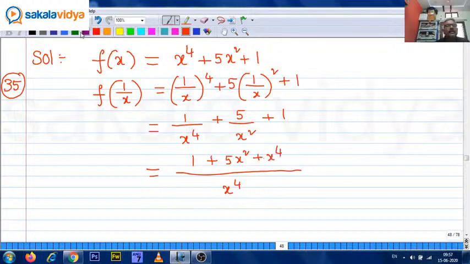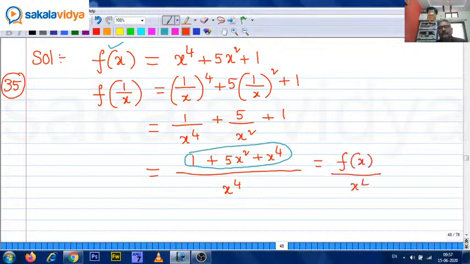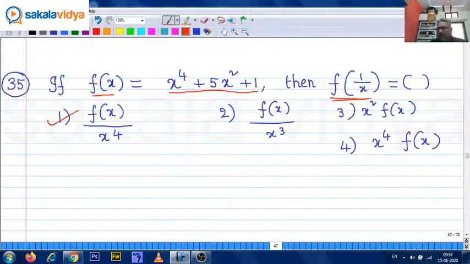See, it's very clear that x to the power of 4 plus 5x square plus 1 equal to f of x. So we can write this is f of x upon x to the power of 4. So first option is the right option.